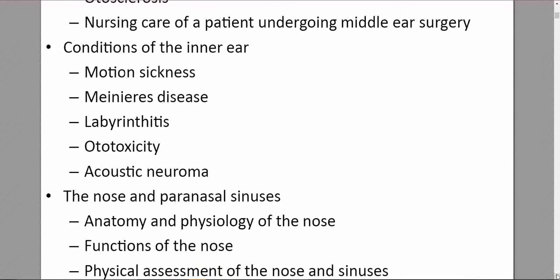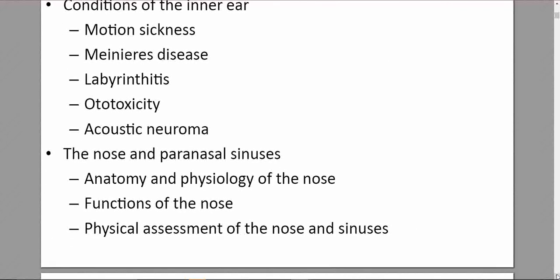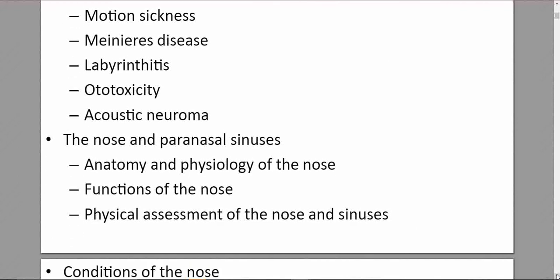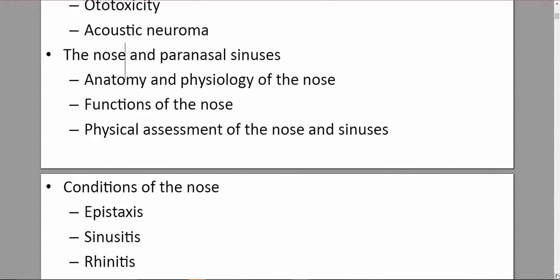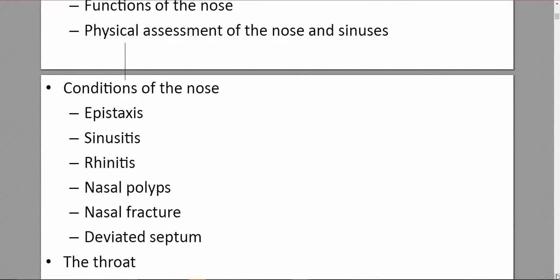After that, we check on conditions of the inner ear containing motion sickness, Meniere's disease, labyrinthitis, ototoxicity. We shall check on the acoustic neuroma. Still, the nose and paranasal sinuses will come next after the ear, and we'll check on the anatomy, physiology of the nose, function of the nose, physical assessment of the nose, sinuses.